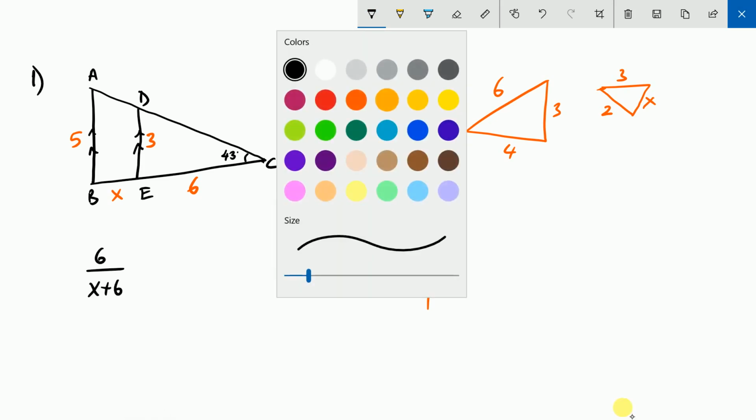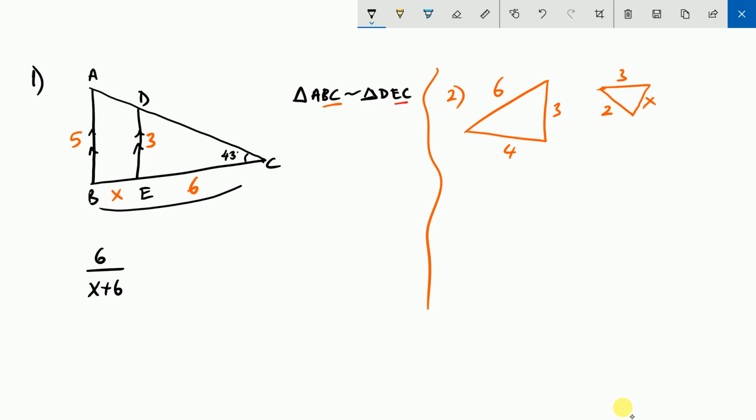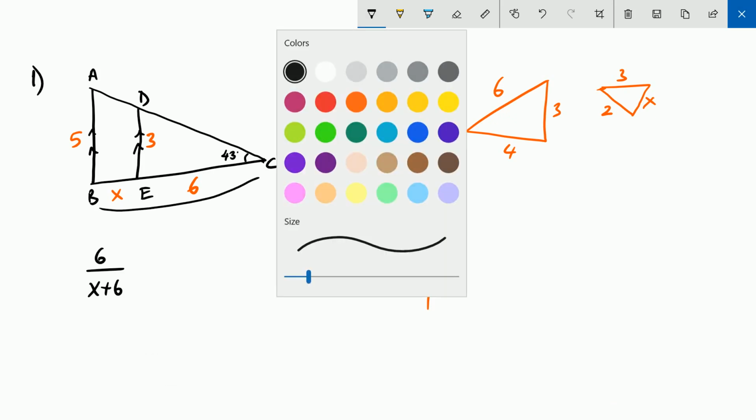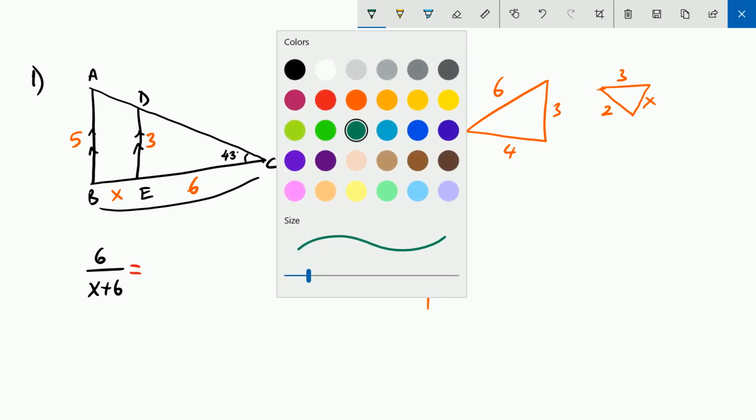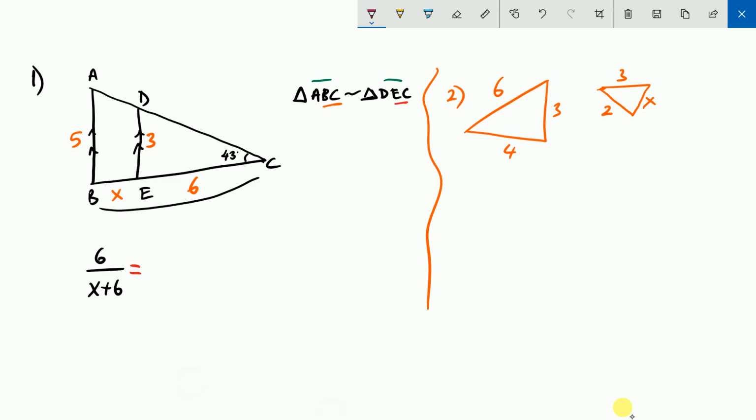As you see here, EC is x plus 6. So it's equal to DE, the side DE. DE is similar to side AB. So DE is 3, AB is 5. So our proportion is ready to be solved.